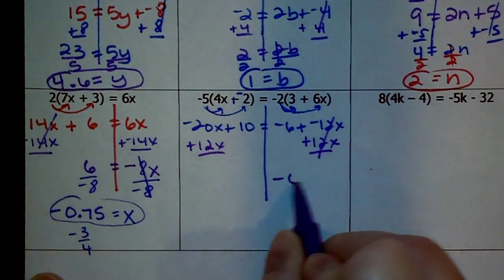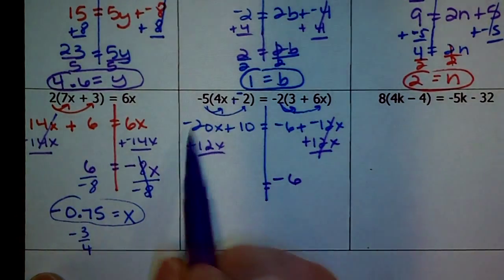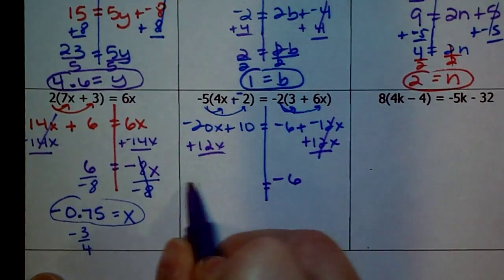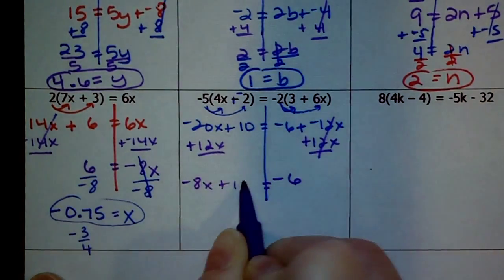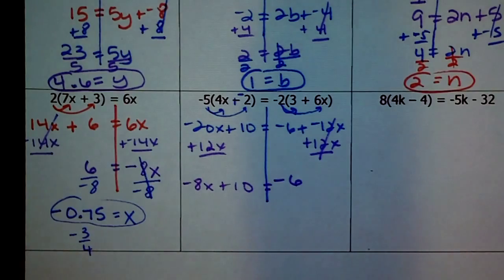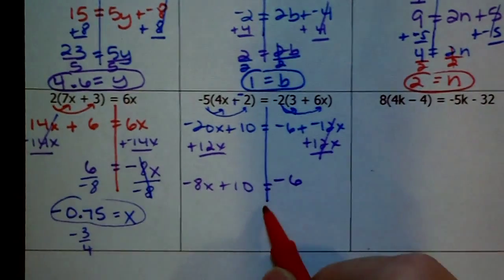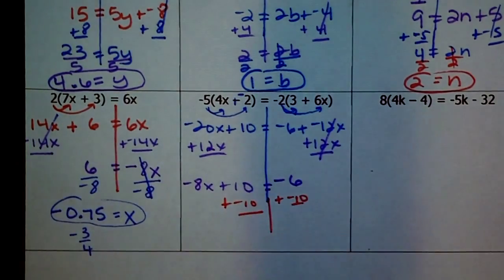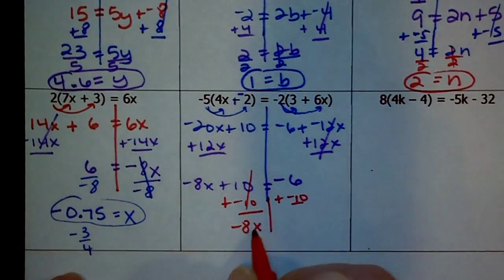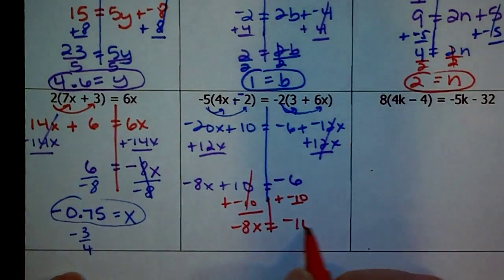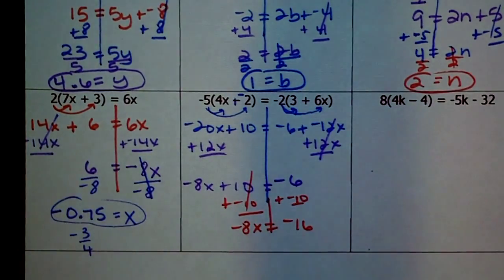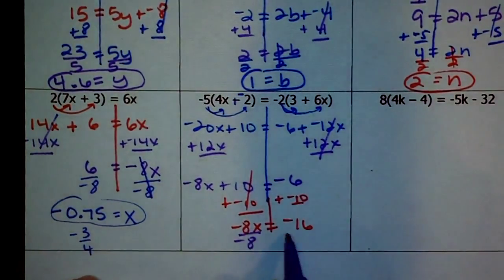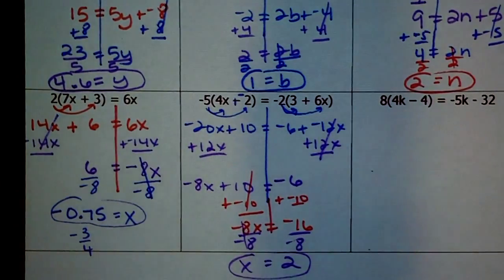On this side, negative 6 is left. On this side, you can combine the x's together because those are like terms. So you have negative 8x plus 10. Yay, the home free point, the two-step point. Get rid of this 10 that's being added by adding a negative 10. You're left with negative 8x on this side and negative 16 on this side. And now, yep, divide by negative 8, and x equals 2. You get a positive 2.